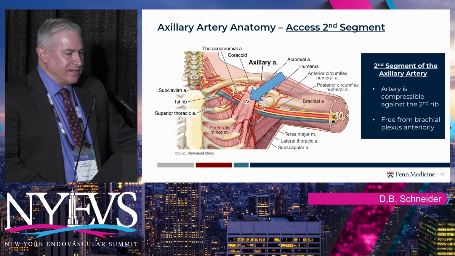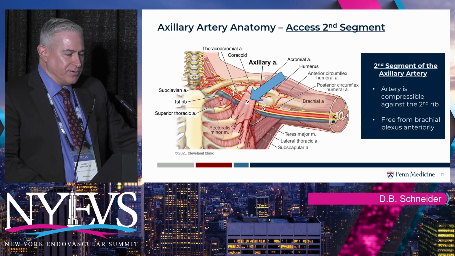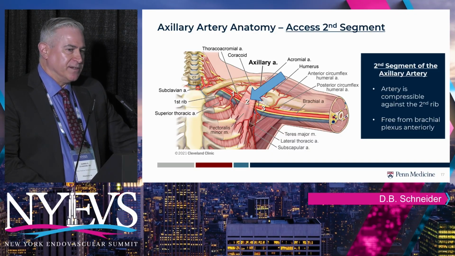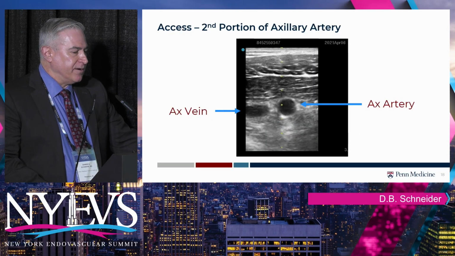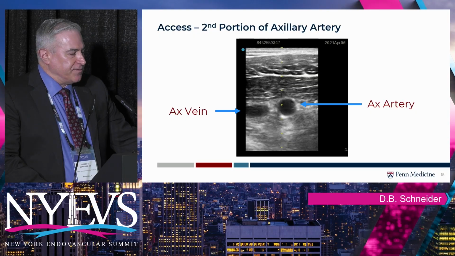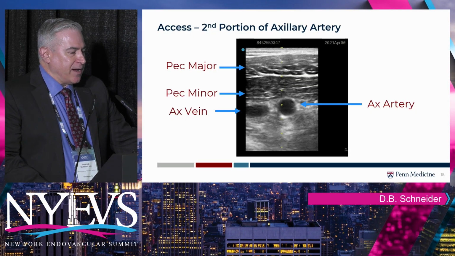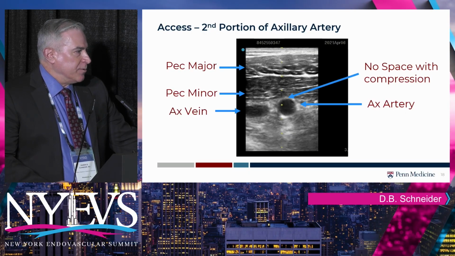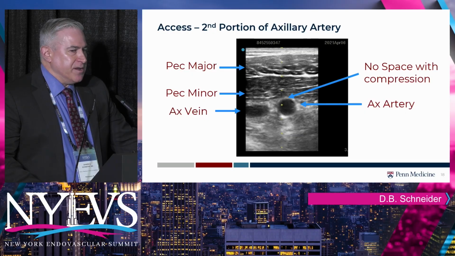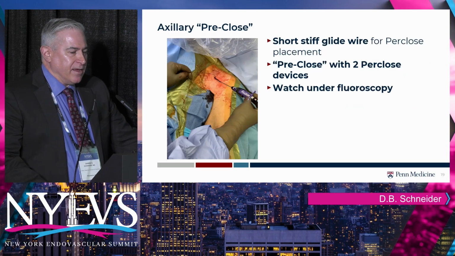There, the artery is easily compressible against the second rib so that you can maintain hemostasis while you're doing exchanges, and you can find a spot that's free from brachial plexus or other structures anteriorly so that you can access the artery there. This is the ultrasound view that you want to see. So you can see on the transverse view here the axillary vein and the axillary artery. You can identify the pec major and the pec minor. And what we really want to see is when we push down on the ultrasound probe that the muscle is right against the artery, and then we know that there's no nerve or other structures in the way for our access.